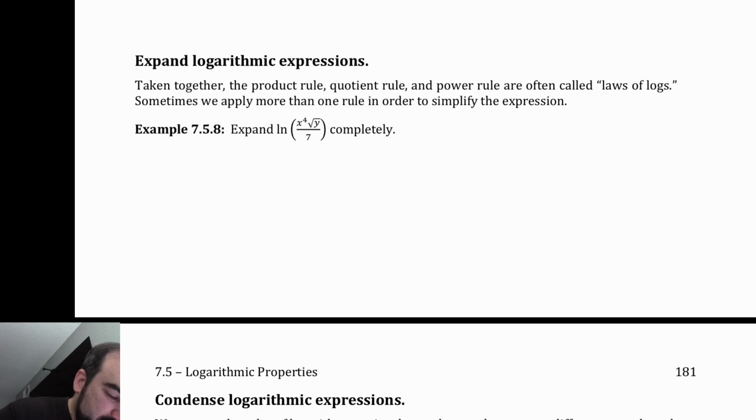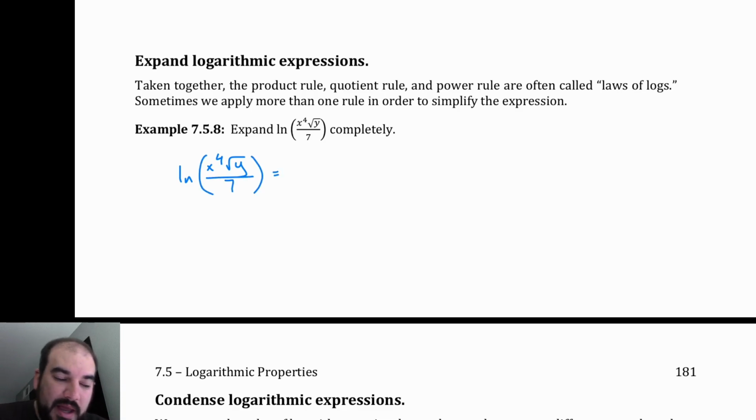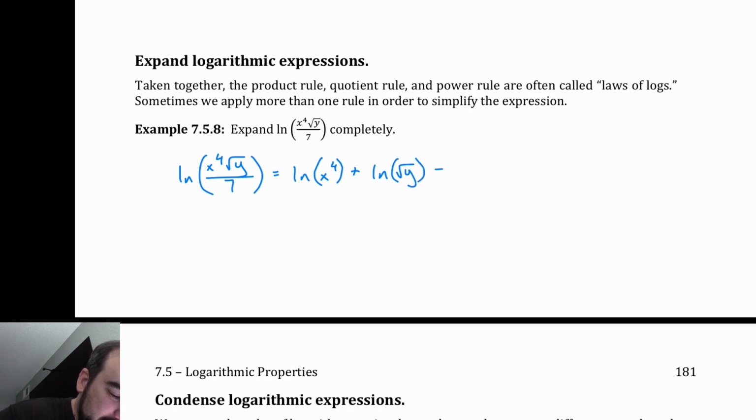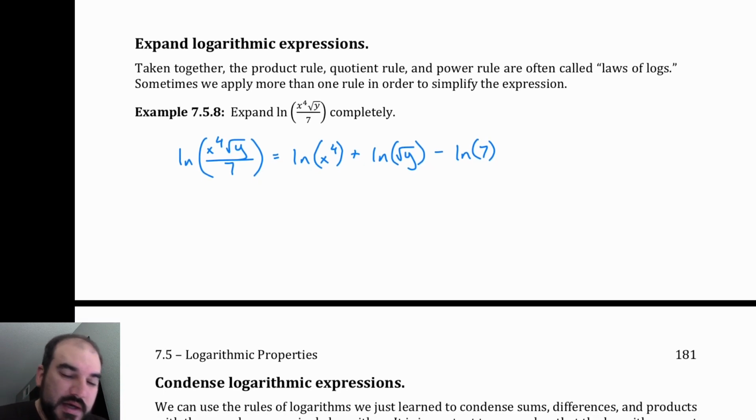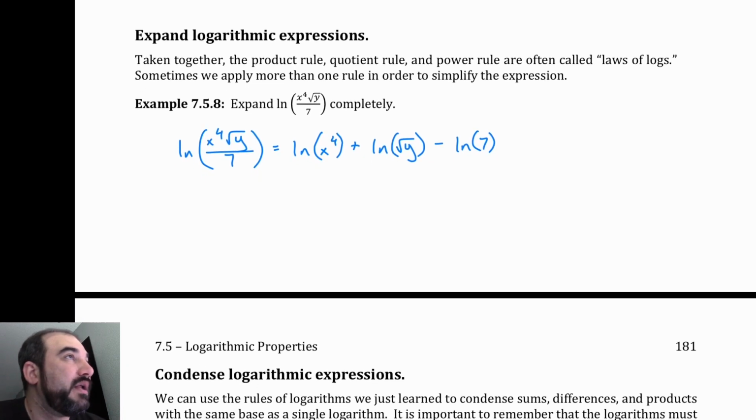So I can write this natural log of x to the fourth, square root of y, divided by 7, as a sum and difference of multiple natural logs. So we'll have natural log of x to the fourth plus natural log of square root of y minus natural log of 7, right? Anything that's a product becomes a sum. Anything that is a quotient becomes a difference.